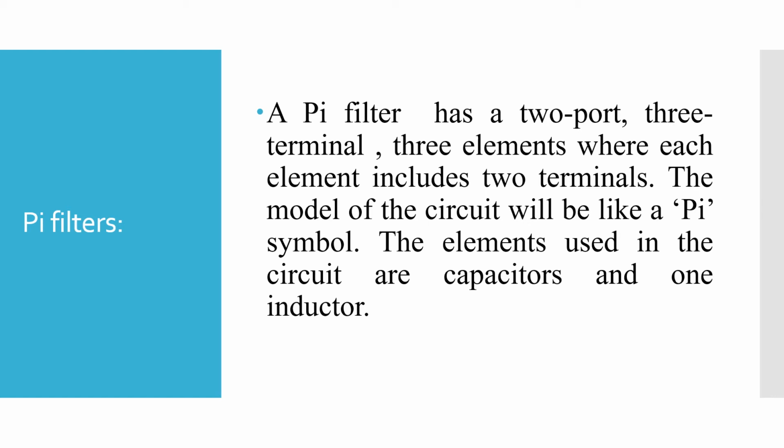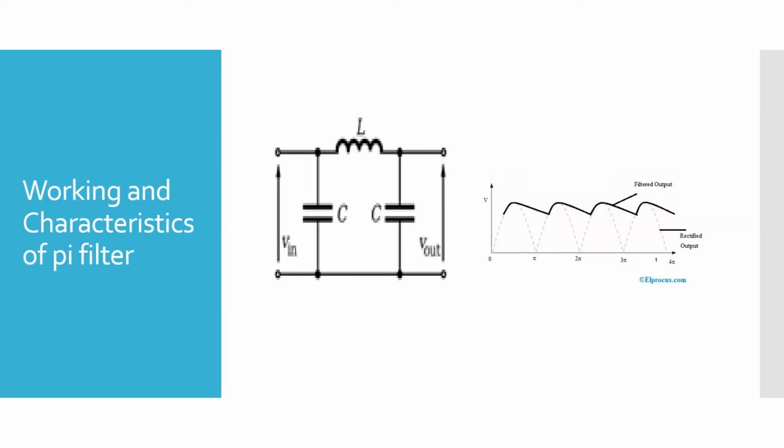These 3 components are arranged in such a manner that they form a symbol of pi. It can be observed very well over here. Say this is C1 and this is C2 and this is L, that is the inductor, and this makes a symbol of pi. Here is the input voltage. Here we are going to measure the output voltage.